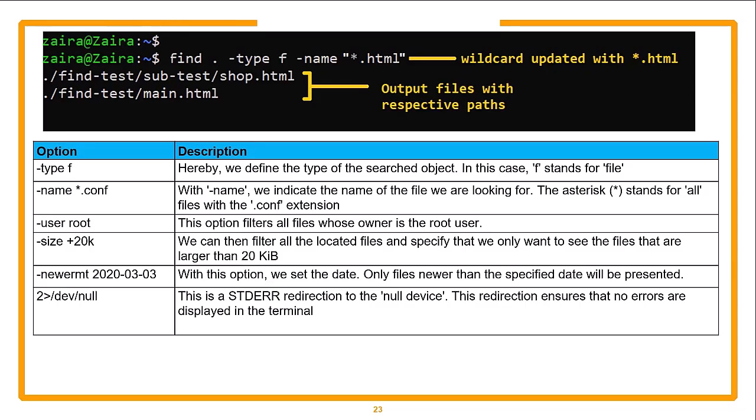Let's break down the options. -type f defines that we only want files, not folders. -name indicates the exact name or extension we are looking for. -user root filters files owned by the root user. -size +20k filters for files larger than 20 kilobytes. -newer filters for files newer than a specific date. And crucially, adding 2>/dev/null at the end redirects all the standard permission denied errors to a null device, ensuring no errors clutter up your terminal screen.